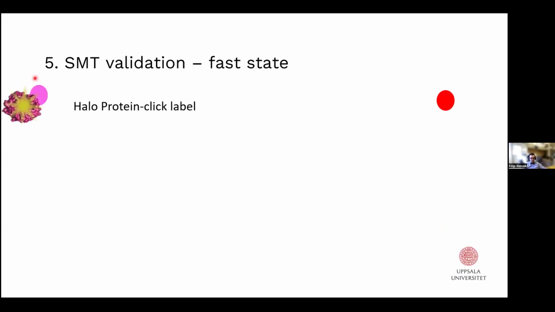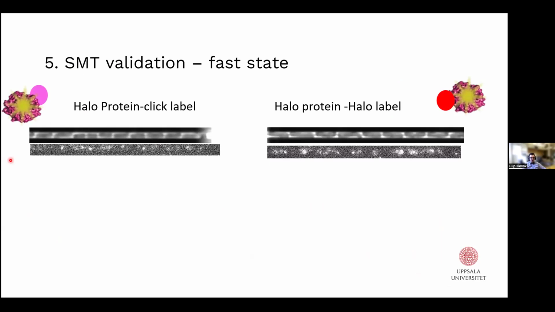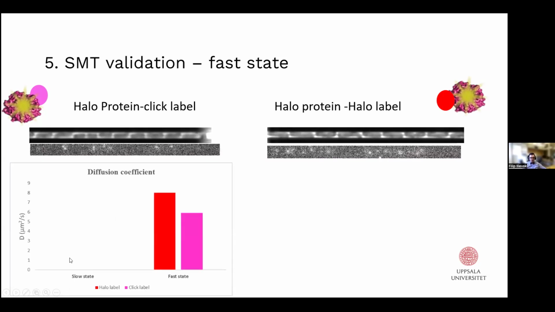If we take an intracellular protein that diffuses fast and do the same labeling approach, labeling it with click chemistry and with the Halo label, we see that those molecules are moving pretty fast. They look similar regardless of the labeling approach you use. Again, we don't see any diffusion coefficients for the slow state, and we see nicely, somewhat correlated diffusion coefficients for the fast state.